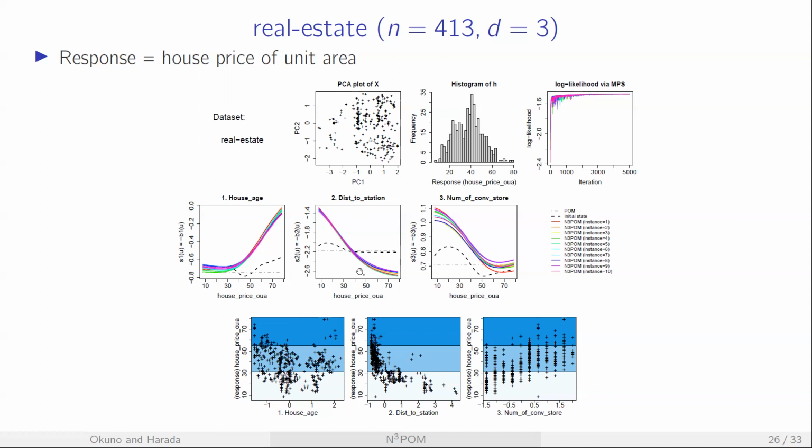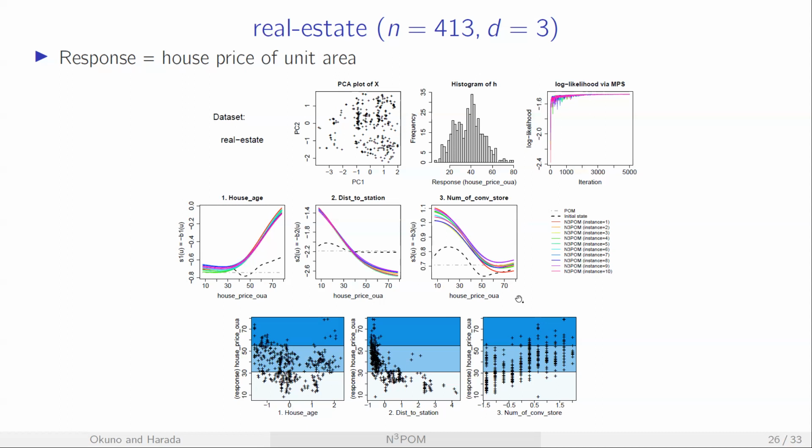As you can see, the distance to the station has a stronger negative effect for expensive houses. And please look at the third figure, this one. The number of convenience stores has overall positive effects because the coefficients are all positive here. Okay. And actually, the positive effect of the number of convenience stores is decreasing as the house price increases.